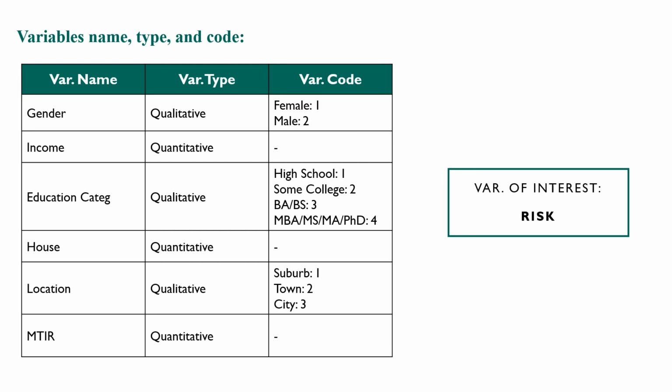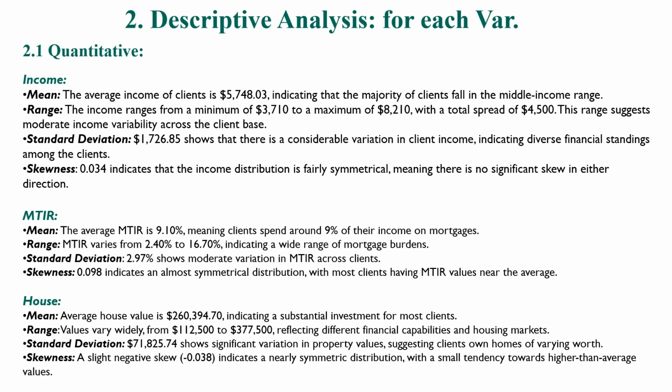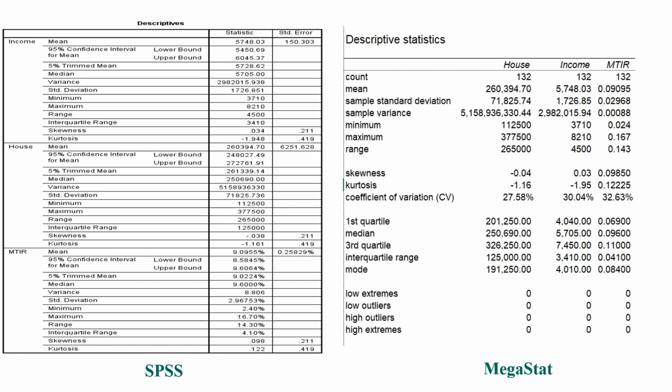In the dataset provided, we have three qualitative variables and three other quantitative variables, and our variable of interest is the risk. We began our analysis with a descriptive examination of the three quantitative variables, calculating the mean, range, standard deviation, and skewness. This approach provided valuable insights into the data's distribution, variability, and central tendencies. These are the results we got using SPSS and Megastat.